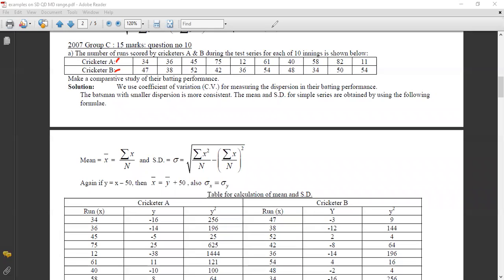Now see, solution. We use the coefficient of variation CV to measure the dispersion. We know the meaning of dispersion is data scatteredness. Compare their batting averages to make a comparative study of their batting average. We use coefficient of variation to make a comparative study of their batting average. We use coefficient of variation. How can you use that?